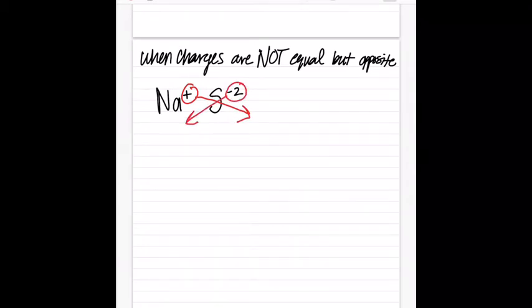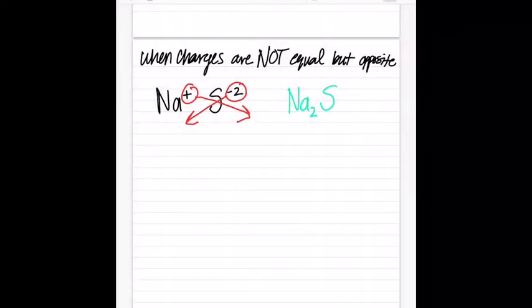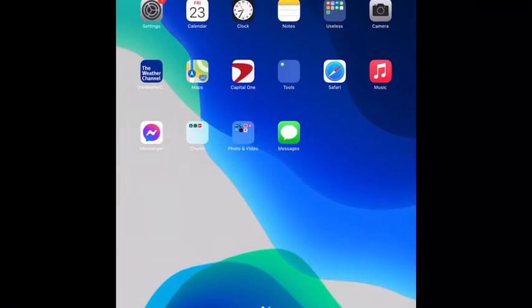Now, when I do this, the actual plus symbol disappears. The negative symbol disappears. So what I'm left with is Na2S. Okay, notice in my answer, there's no plus or minus at all. All I did was move the numbers. Okay, so I want to show you something real quick. I'm going to come back to my camera.